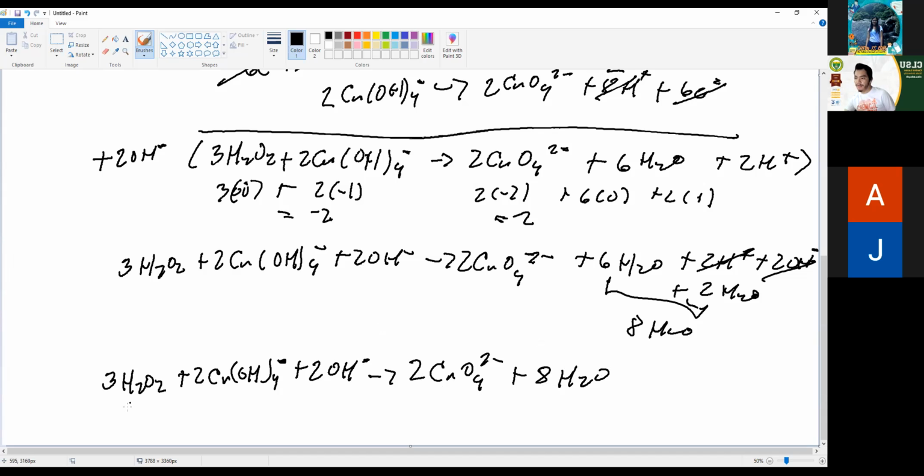So charge. So 3 times 0 plus 2 times negative 1 plus 2 times negative 1. So 0, negative 2 plus negative 2 is negative 4. Tapos 2 times negative 2 plus 0. So negative 4. So balance, ito yung final reaction natin. Ayan. So ganun lang mag-balance ng redox.